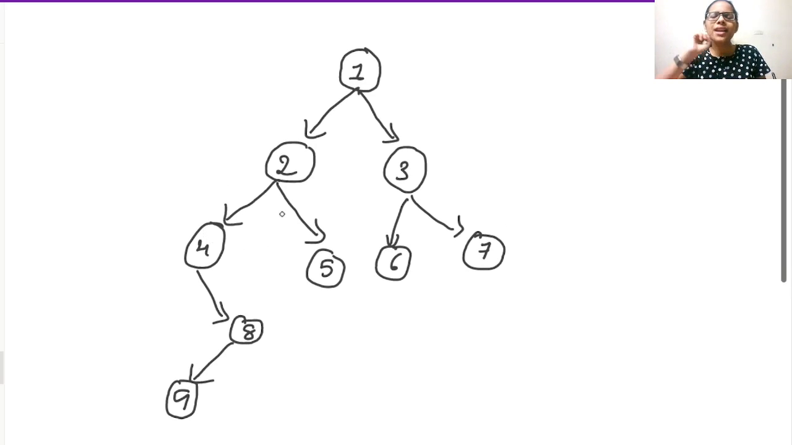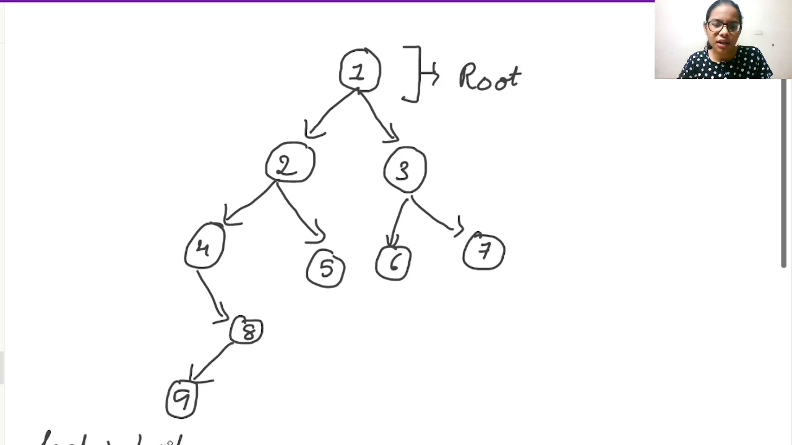Now there are various terminologies in a tree data structure. The first terminology is root. The node from which the tree originates is known as root. Root is the topmost node. We also have one more terminology that denotes the bottommost nodes, that is leaf.